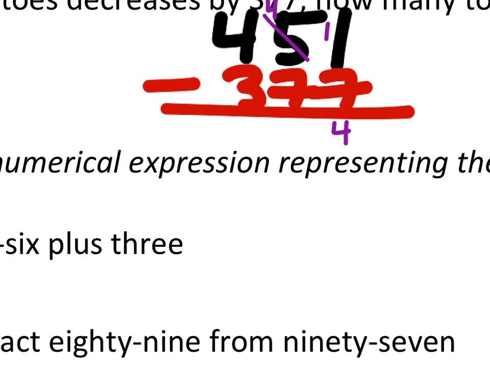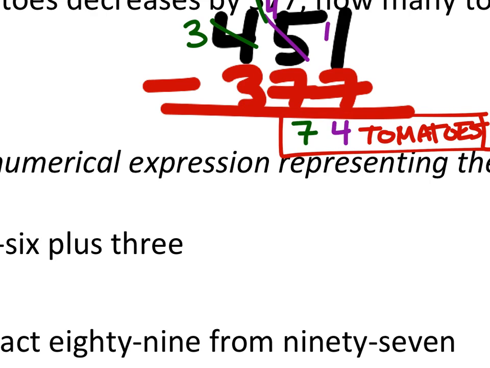Again, I've got a 4 minus 7, which isn't big enough, so I've got to borrow from this 4 and make that a 3. 14 minus 7 is 7. And then I've got 3 minus 3 with a 0, which is 0, but I don't really need to show that in this part. So my final answer here would be 74. That's how many tomatoes there were. I hope I spelled that right, but we're good.